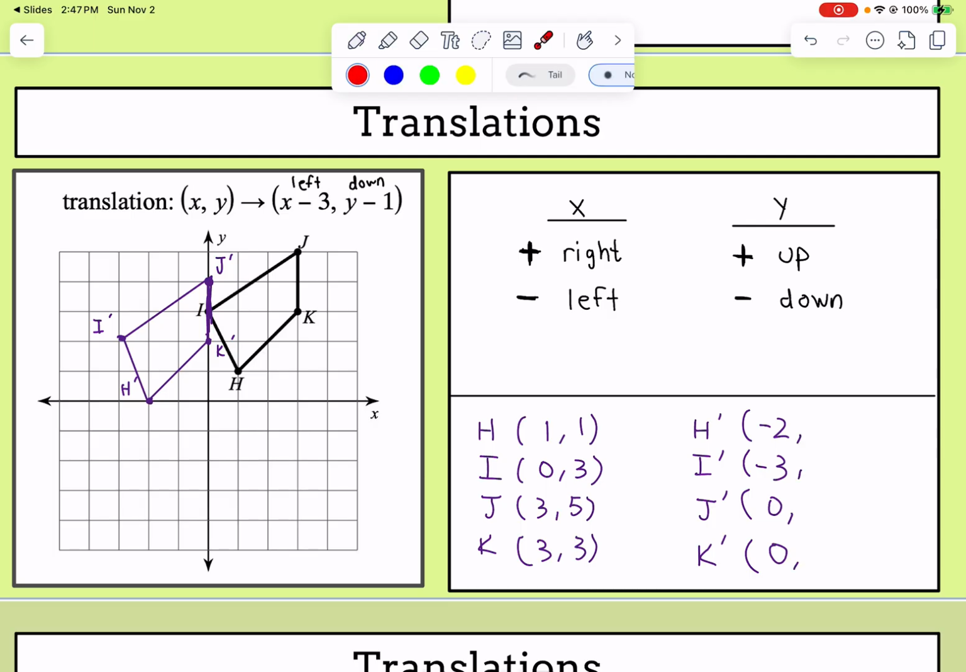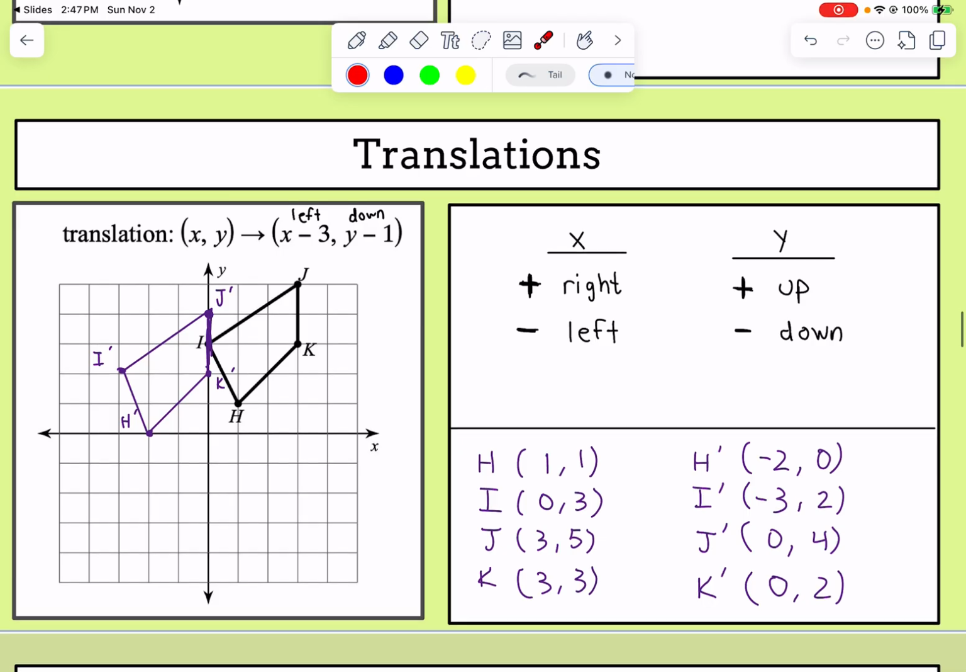And I know I'm subtracting 1 from all of my y values. So 1 minus 1 is 0. 3 minus 1 is 2. 5 minus 1 is 4. 3 minus 1 is 2. And if I try to plot these points now, guess where they're going to be? So negative 2, 0 is here. All right, it's going to match up with the points we plotted with this method. So negative 3, 2 is I prime. 0, 4 is J prime. And 0, 2 is K prime. All right, so those points will match up.